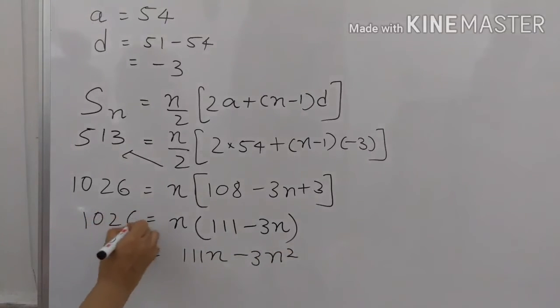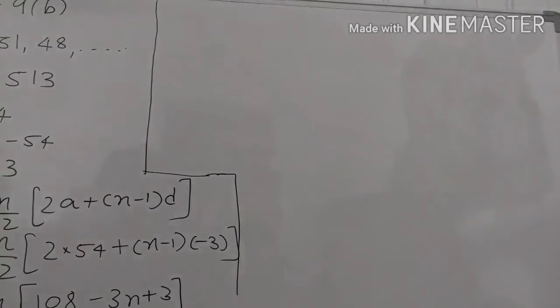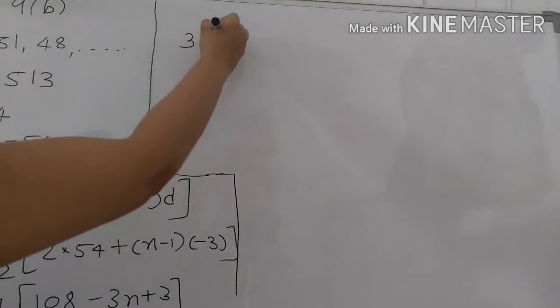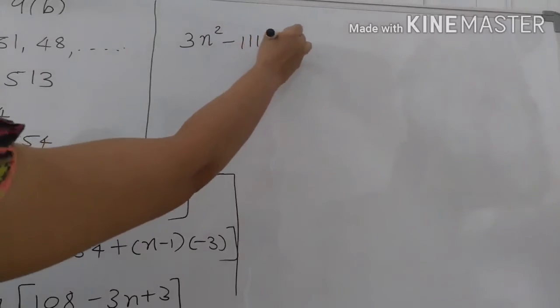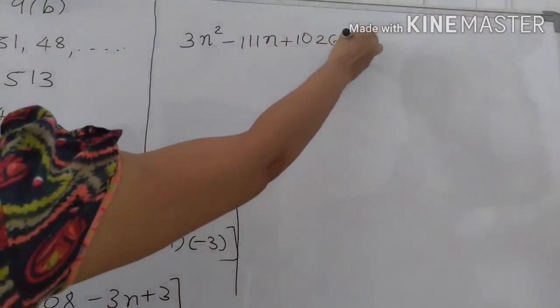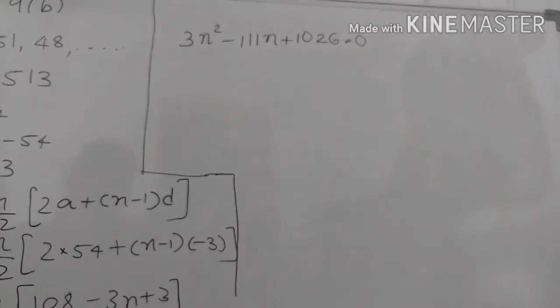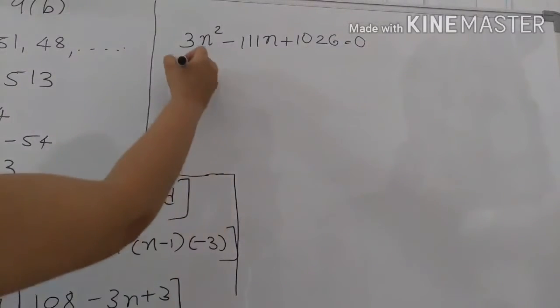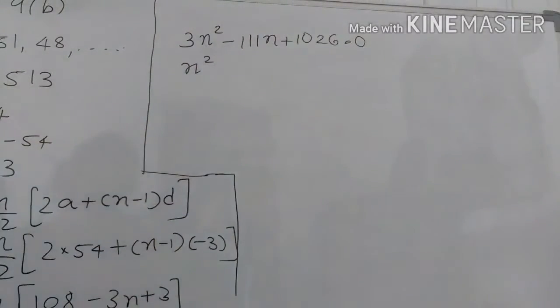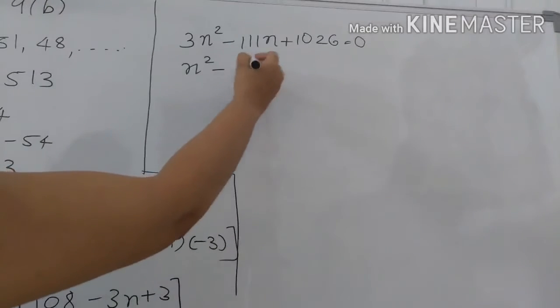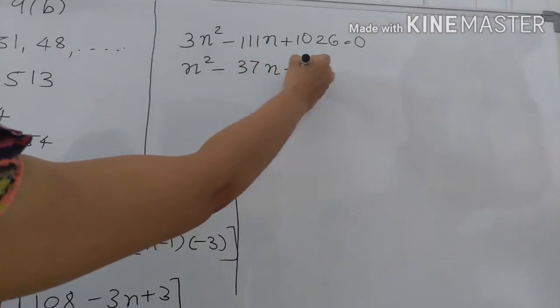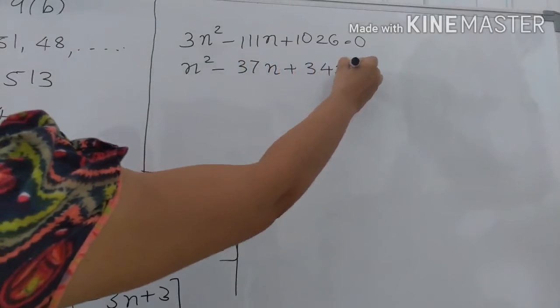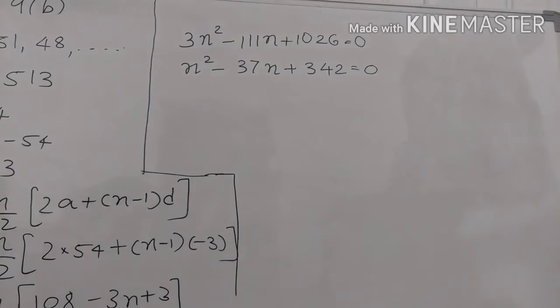Left hand side is 1026 as it is. So here we get one quadratic equation. Now rewriting this quadratic equation by taking them on one side, this is the quadratic equation. Now these all are multiples of 3. 3, 111 and 1026 are all divisible by 3. So I am dividing this equation by 3. So I get n square minus 37n plus 342 is equal to 0.